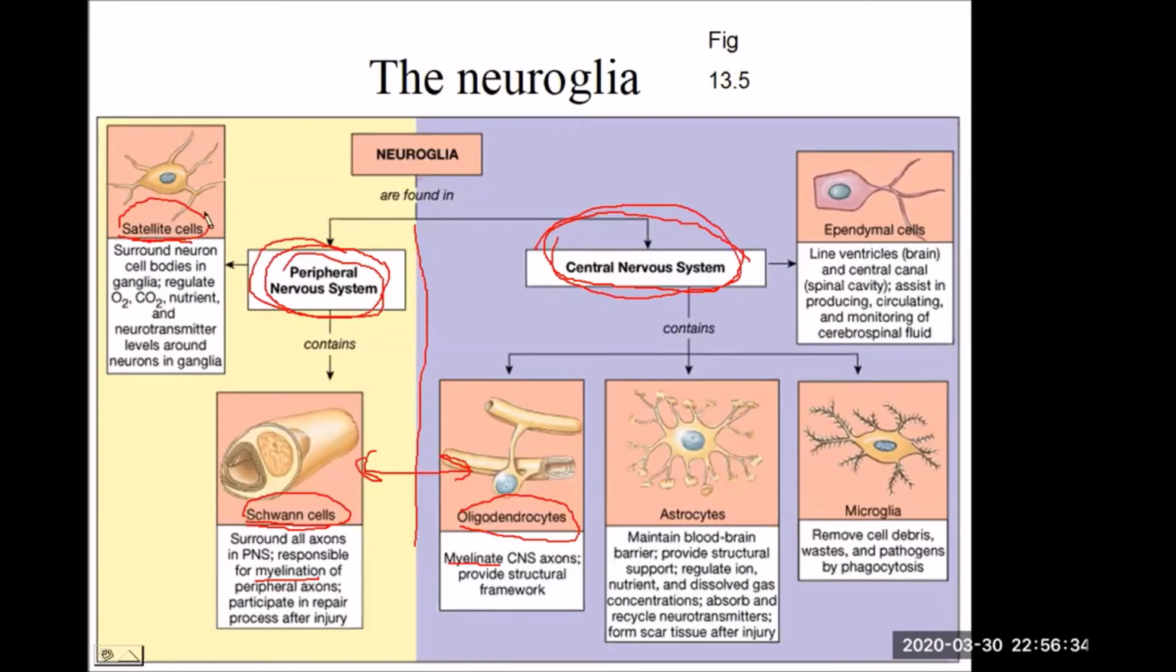And the same goes here for satellite cells. You see regulating gas, nutrient levels around neurons. This is very similar to astrocyte functions, regulating ion, gas levels, whatnot. So the astrocytes and the satellite cells are similar, but just in different locations. So we want to keep that in mind. And that'll cut down on some of the information if you just group these together.